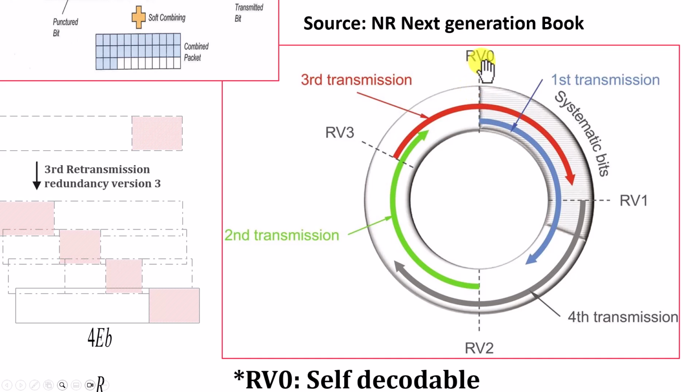There is just one theoretical part here. The RV version 0 contains this shaded information, as you can see, the systematic bits, because it contains all the systematic bits, so they call it self-decodable. Self-decodable means that the receiver can decode it by itself. It doesn't require any additional information to do the decoding. But all the others are non-self-decodable. They are just used on top of the original one for the receiver to decode the data successfully.